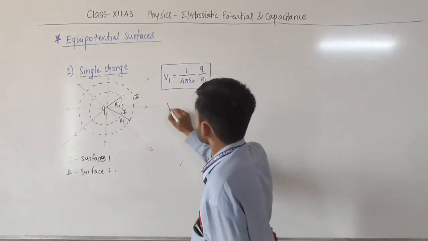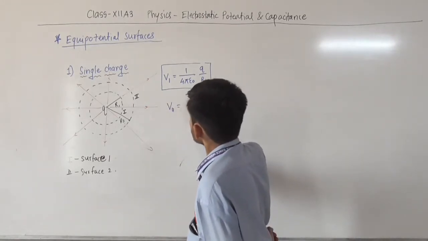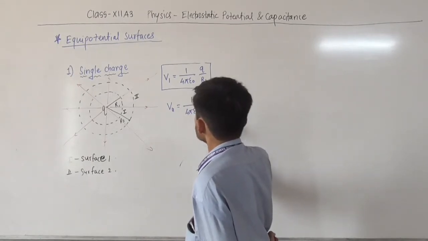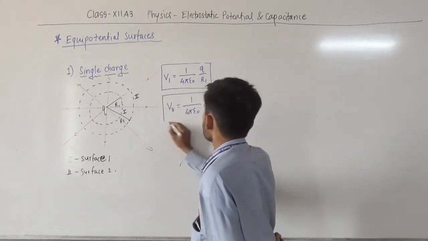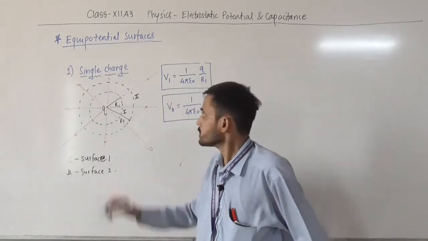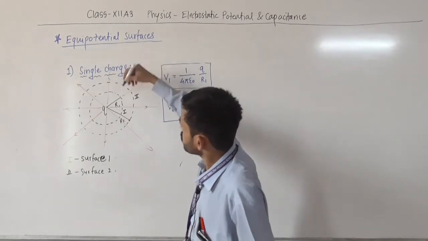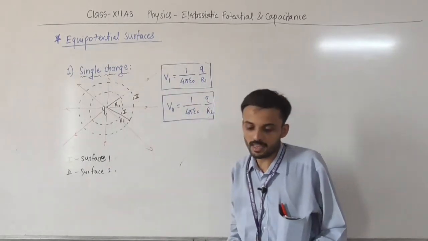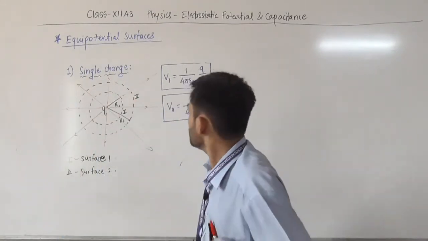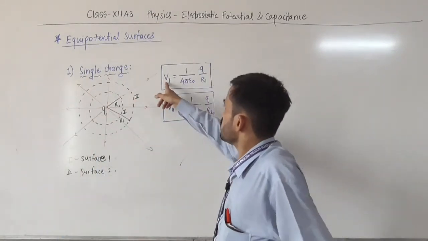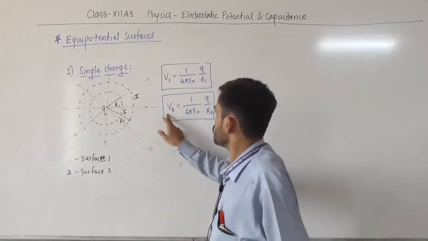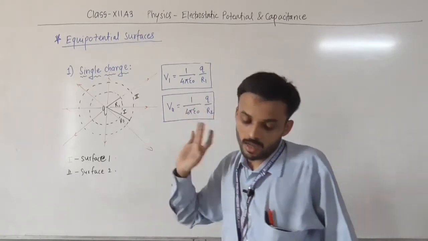Second will come V2 is 1 by 4 pi epsilon naught Q upon R2. I suggest you note this down. दो सरफेस निकाला है, चार्ज सिंगल है, तो दो सरफेस ऐसे हैं, एक का रेडियस R1 है, दूसरे का रेडियस R2 है, वो लोकस है. तो पहले के लिए I'll get the value of potential V1 is 1 by 4 pi epsilon naught Q upon R1. सेकेंड के लिए मिलेगा V2 is 1 by 4 pi epsilon naught Q upon R2.